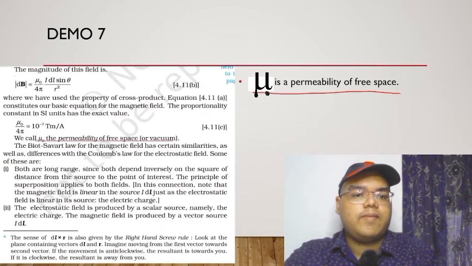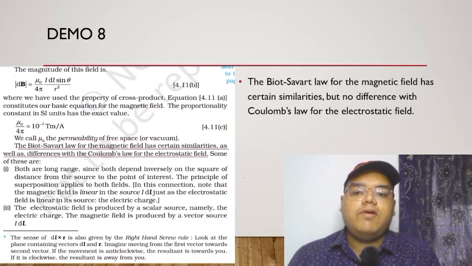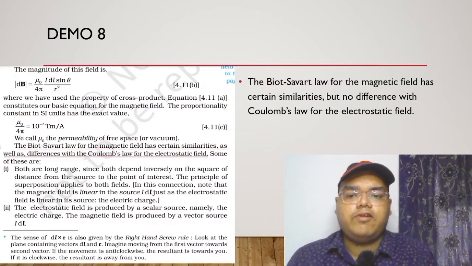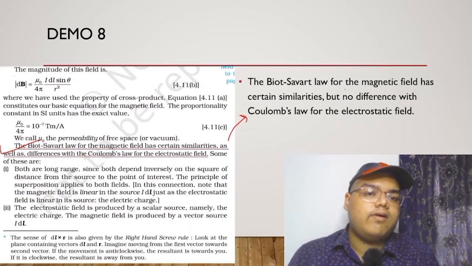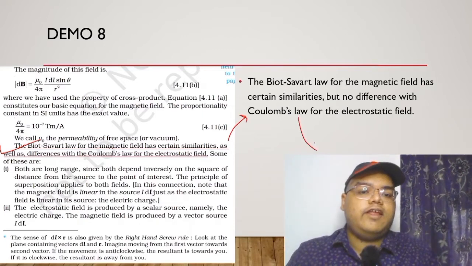Here it is written the same thing, and this is true. Okay, Biot-Savart's law for magnetic field has certain similarities as well as dissimilarities with Coulomb's law. But here I have made a true false question: Biot-Savart's law for magnetic field has certain similarities but no difference with Coulomb's law. Then it will be false.